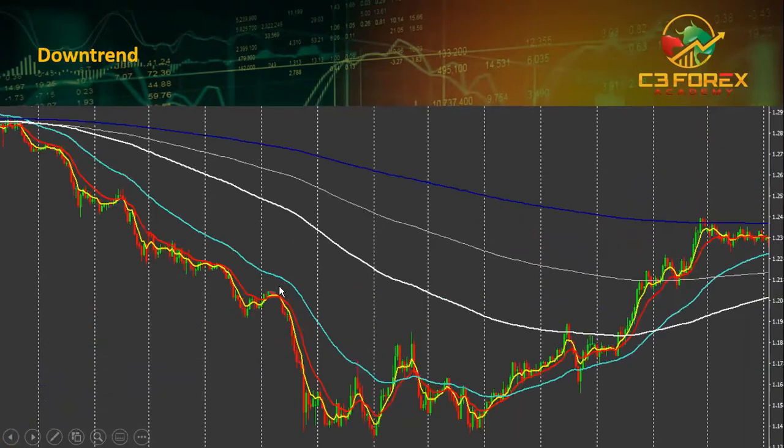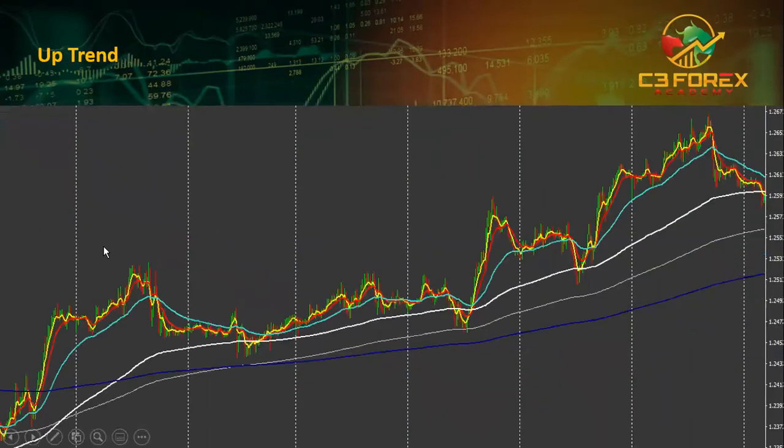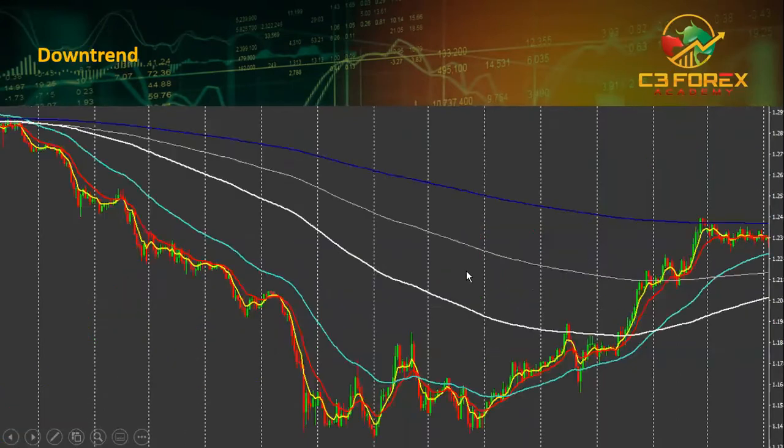EMAs are above price, right? Price is heading down. We're in a downtrend. All right, so if you don't know what direction the market is moving in, you go to your higher time frame, see where the EMAs are at. If it's below price, it's an uptrend. If it's above price, we're moving in a downtrend.